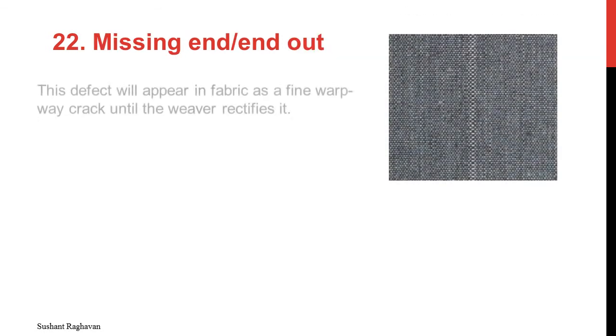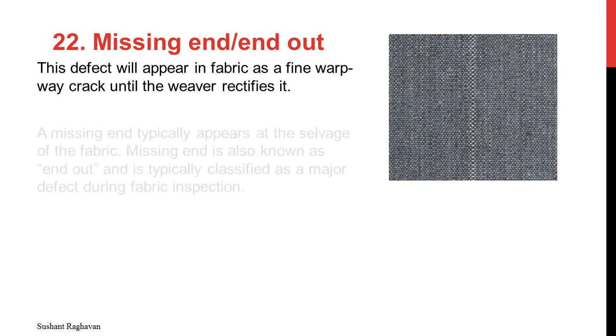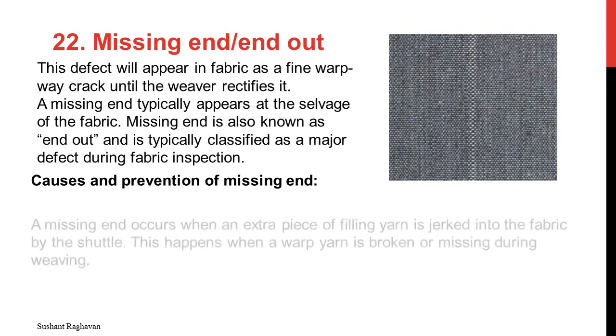Missing end, end out. This defect will appear in fabric as a fine warp way crack until the weaver rectifies it. A missing end typically appears at the selvage of the fabric. Missing end is also known as end out and is typically classified as a major defect during fabric inspection. Causes and prevention of missing end.